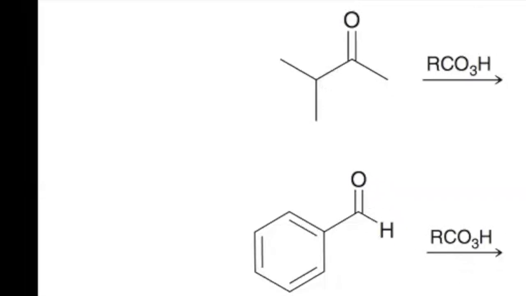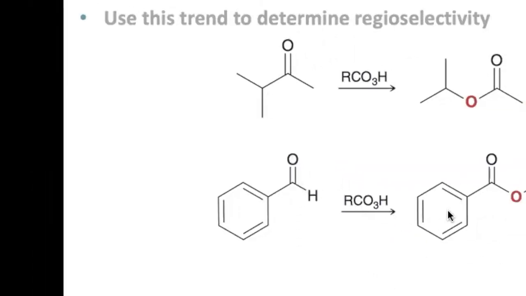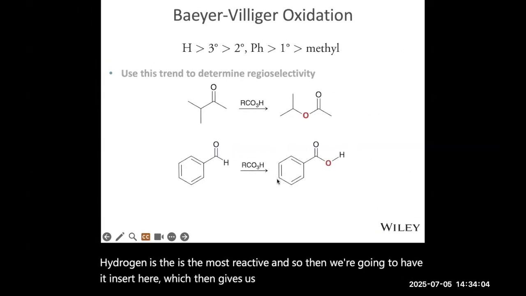And so tertiary and secondary and phenyl are better than primary and methyl. So this is a methyl. And so it's going to insert on this side for sure, right? Methyl versus secondary. And then down here though, however, right, hydrogen is the most reactive. And so then we're going to have it insert here, which then gives us the carboxylic acid rather than the ester.